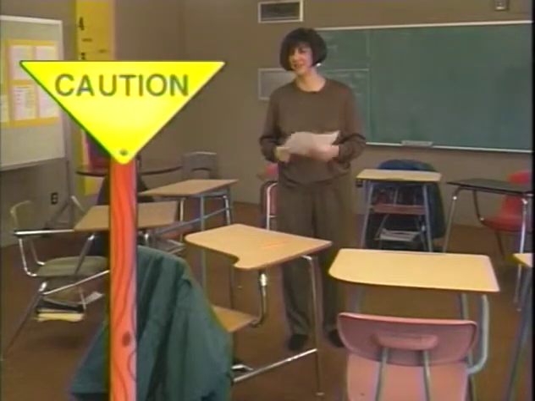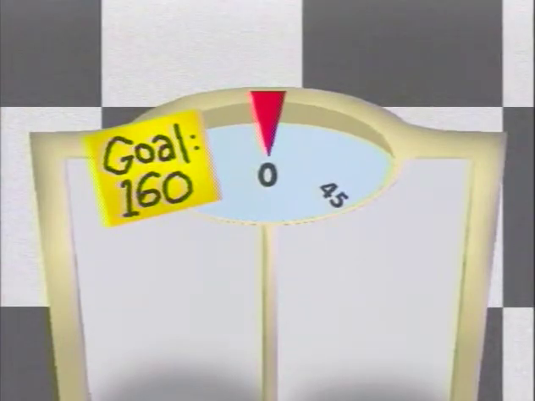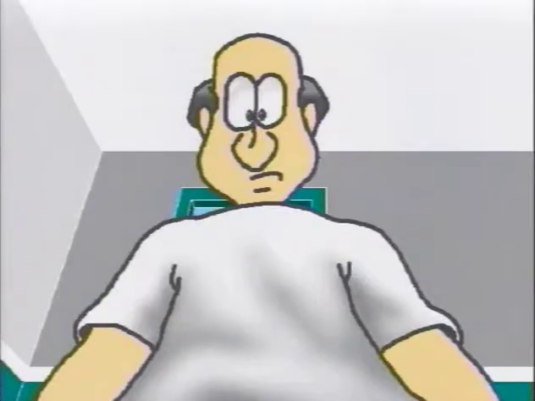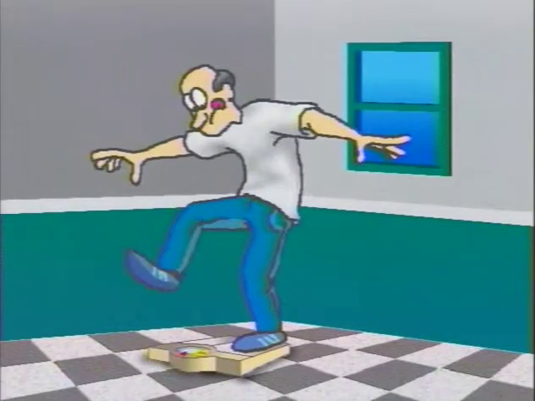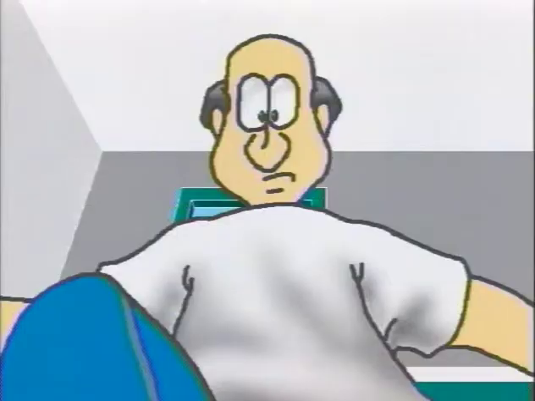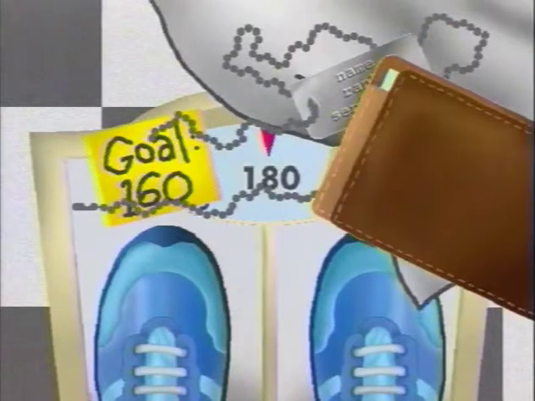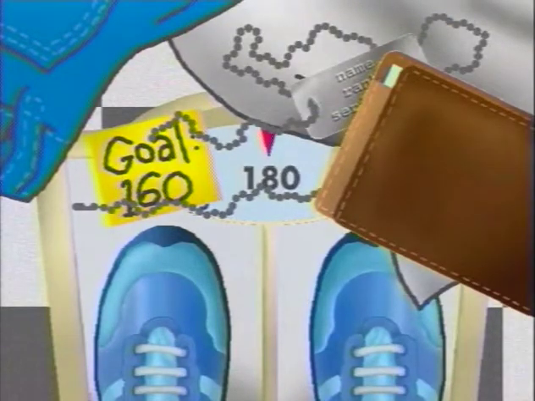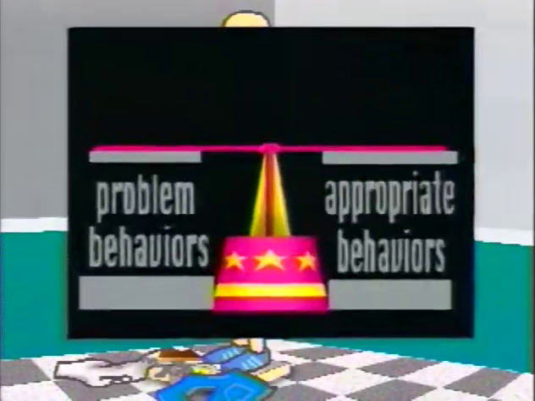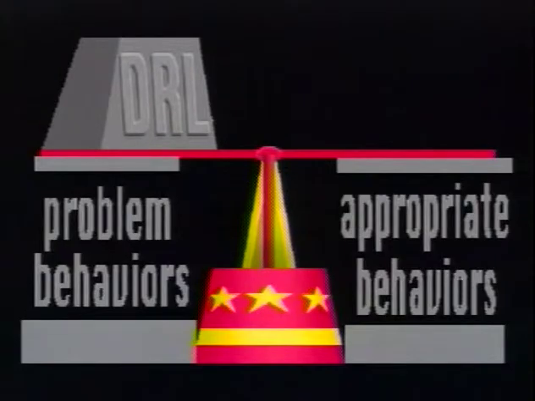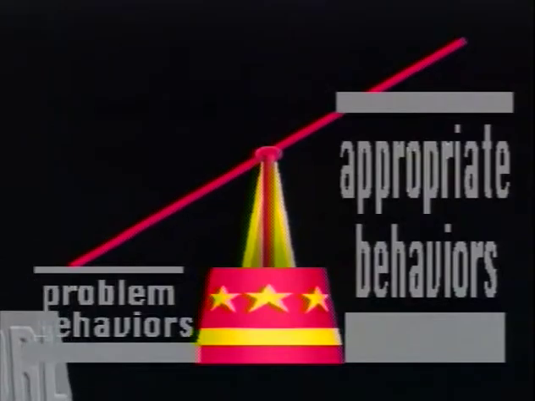Be careful. Using DRL can be like losing weight. If expectations are too high, and the goal can't be met, then frustration and discouragement can set in. But when used correctly, DRL is an excellent strategy for gradually reducing inappropriate behavior over time.